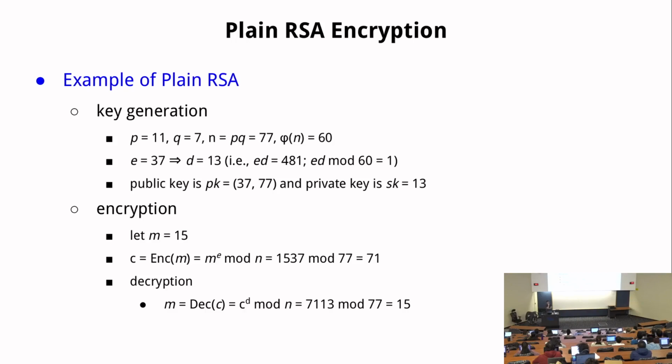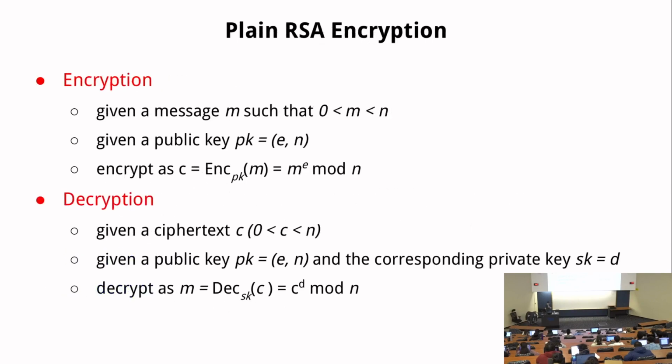So let's say we want to encrypt the message 15. Then we compute M to the power of E mod N, and eventually the ciphertext will be 71. When we do decryption, we just do 71 to the power of D, where D is 13. Then we mod 77 again, and we get back the number 15. Okay, so that is how it works. Any questions here?